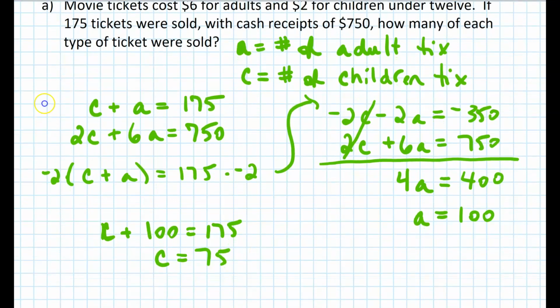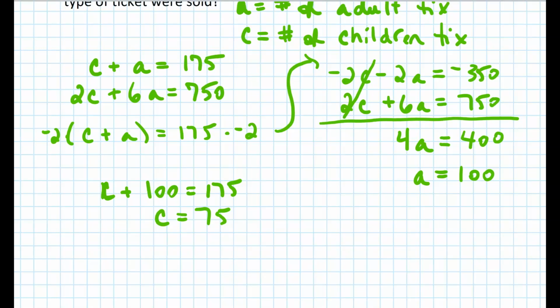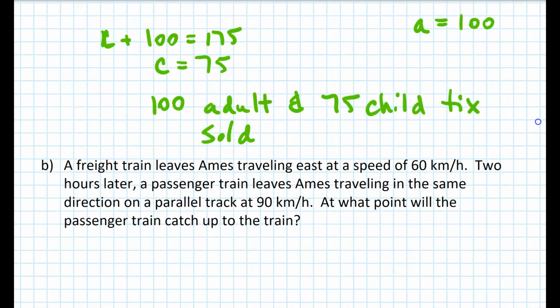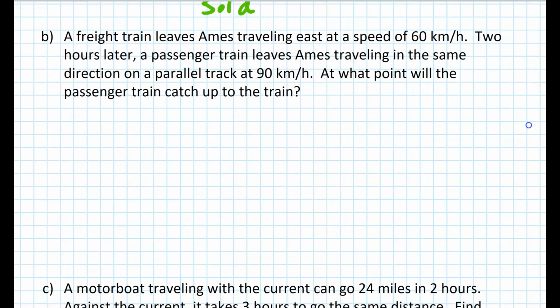Okay. So I want to go ahead and conclude because we do have a contextual problem here. So I do want to come back and say that it was 100 adult and 75 child tickets sold. All right. So how do we feel about that one? Good. All right. And this is not on the quiz.